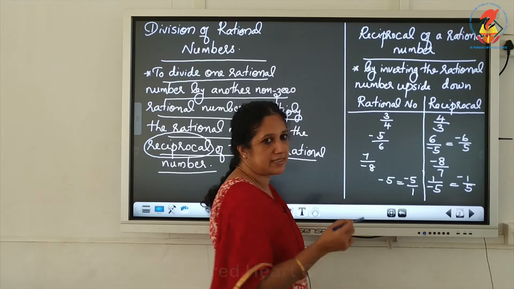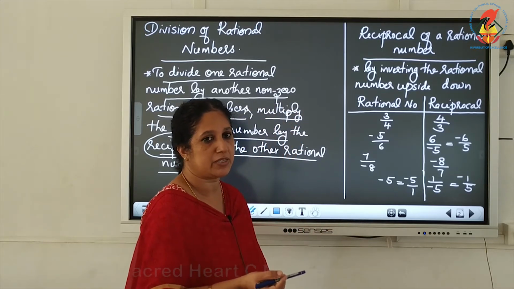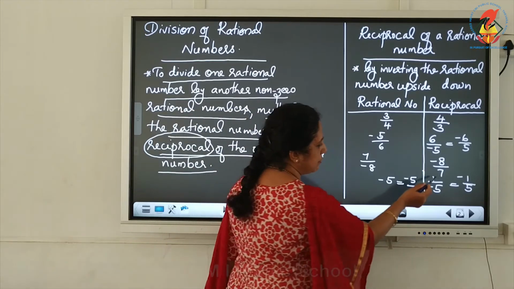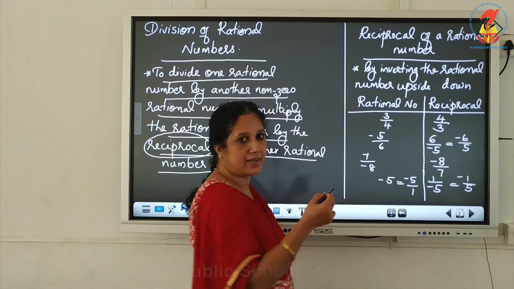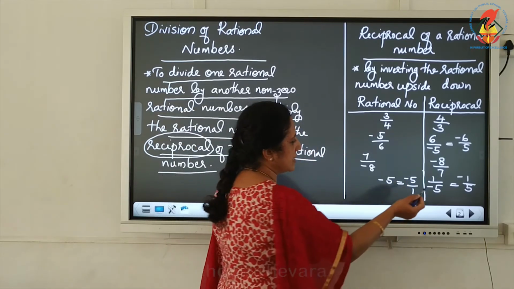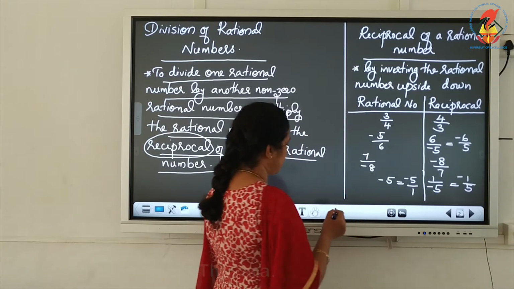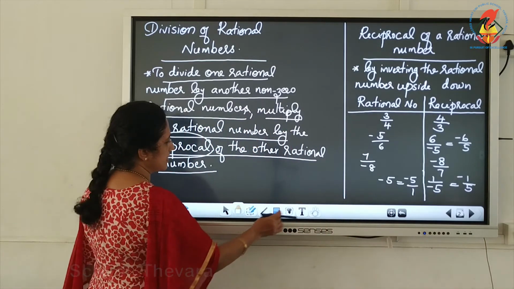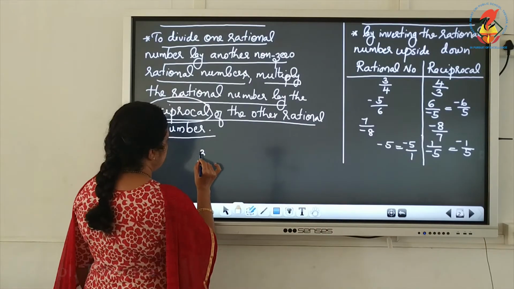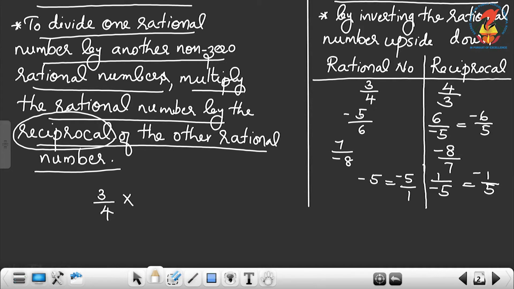So, how to write it in the standard form? That means how to make the denominator positive? You have to multiply both numerator and denominator by negative 1 and we will get the answer as negative 1 by 5. Now, look at the rational number 3 by 4. Multiply 3 by 4 with its reciprocal. What is the reciprocal? 4 by 3. Then 3 into 4, 12. Then 4 threes are also 12. 12 by 12 equals 1.